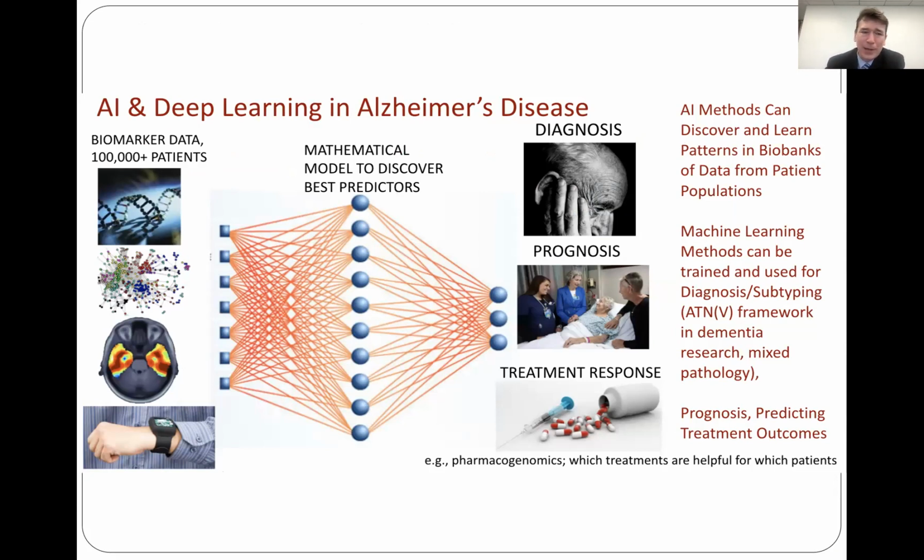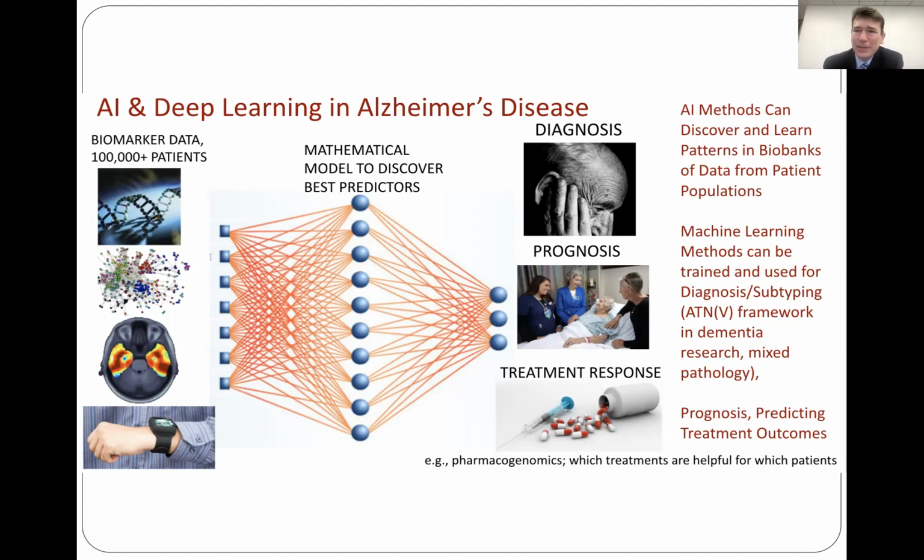So one way of using deep learning and AI, particularly in Alzheimer's disease, is to take all of the aggregated biomarker data that you have from a large number of patients, genetic data, omics data, neuroimaging, even real-time data such as actigraphy, and try and build a mathematical model or a predictive model that will help to predict diagnosis or prognosis, or what the likely treatment response is for new patients.